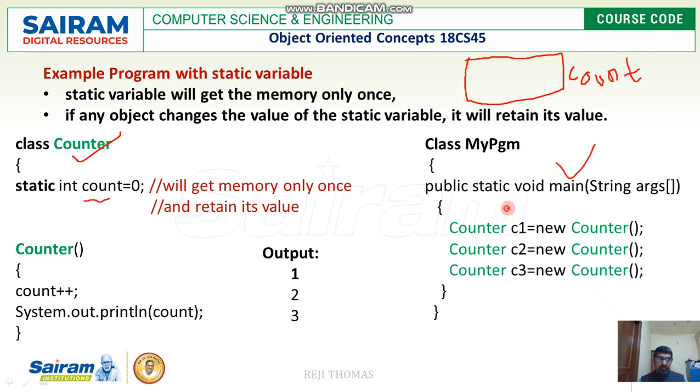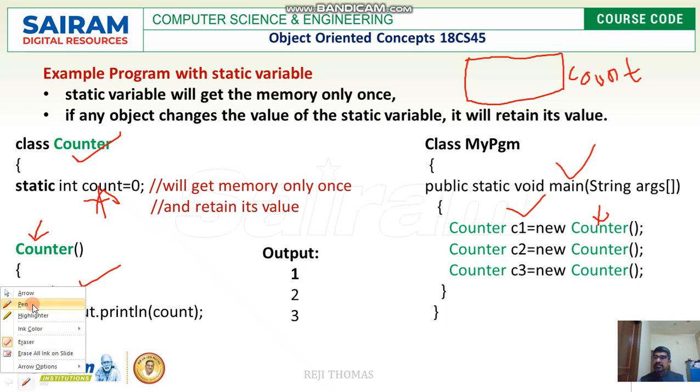So I've created my first object C1, and space will be allocated for this. And when I say space will be allocated, please remember the space will be allocated only for the data members, right? And what happens? This will be initialized to 0, and there is a constructor. So it will come to the constructor, where I'm going to increment the count by 1. So when I increment the count, before it was 0, now this is going to be 1.